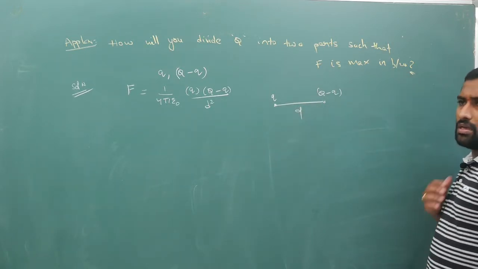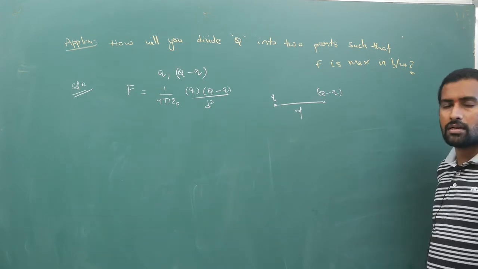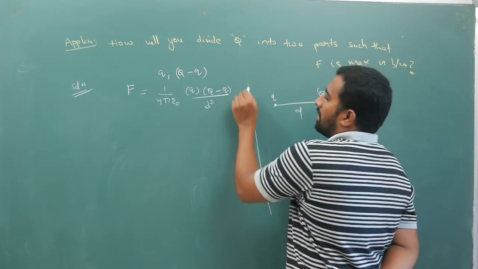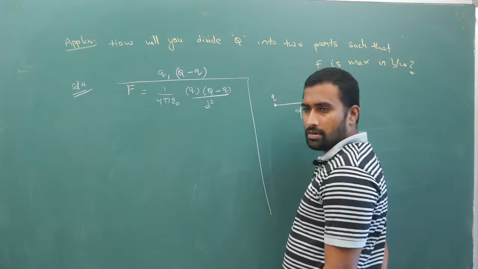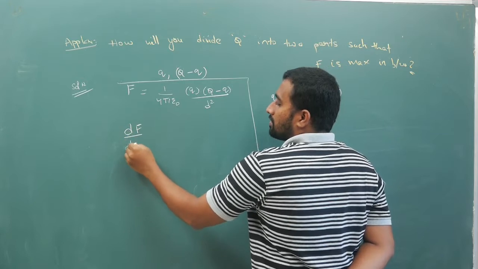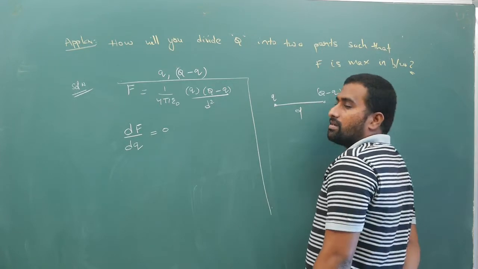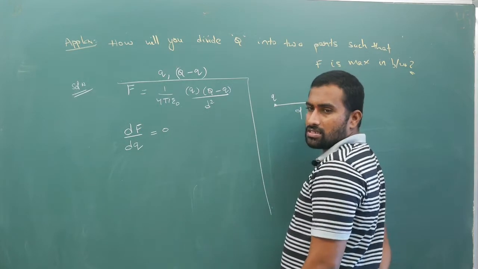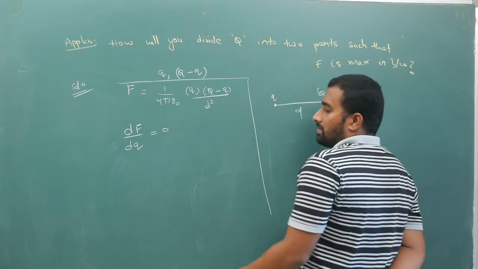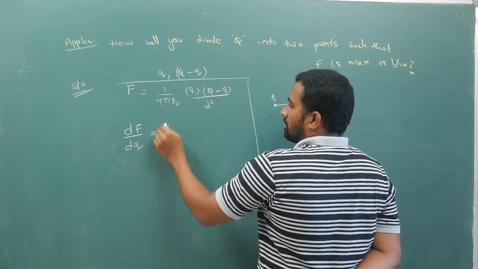Now if you have looked into my applications of integration video, calculation of maxima and minima, whenever a function is having a maximum or minimum value, its first derivative is 0. So according to that, your dF by dq is equal to 0. When maximum or minimum force occurs, its derivative with respect to a variable is 0. Please do refer to my applications of integration in physics video and differentiation in physics video. In that you will get to know this.